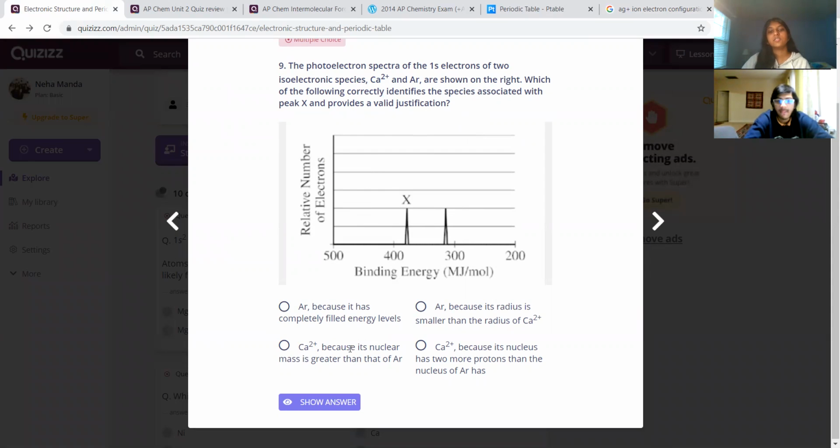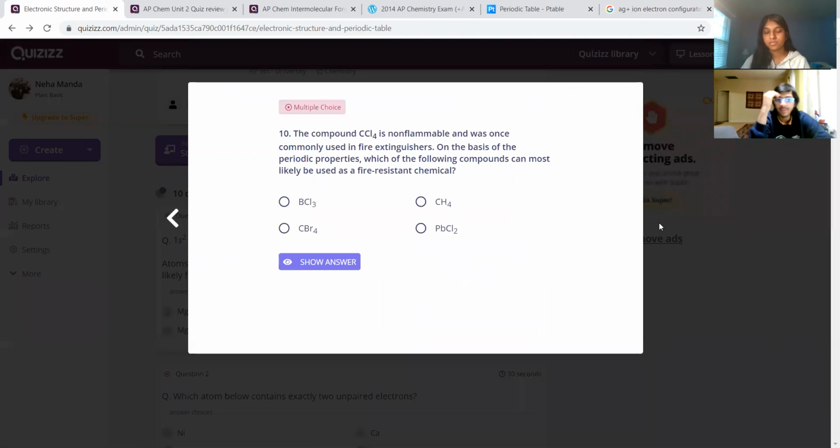Okay, so Ca has more protons, and it has 2 fewer electrons. So the protons are going to attract the electrons more strongly than in Ar because it has more protons. So there's more attraction between them, so binding energy would be higher, right? For Ca2 plus? I think it's this one then. This is another common one that they use for FRQs, with photoelectron spectra. I don't even remember what they're called.